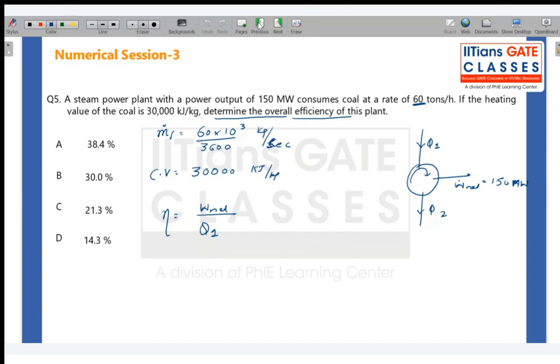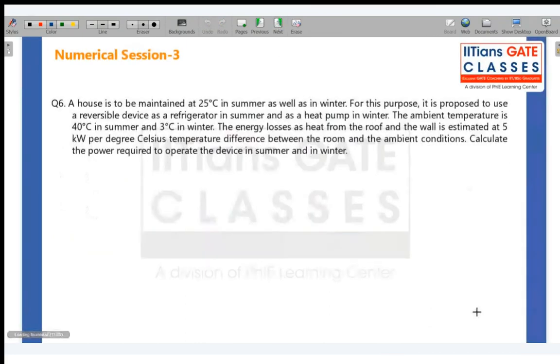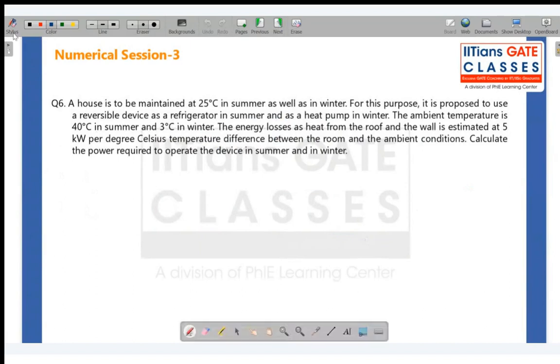Yes, Amit, that is correct. But basically, if you are directly calculating it and getting 9, that means you have done some calculation mistake, because efficiency is always less than 1. So that should not happen. So it is 0.3 or 30%. Okay, chalo. Let's move on to the next question.